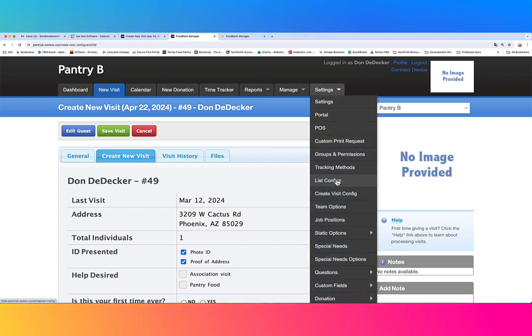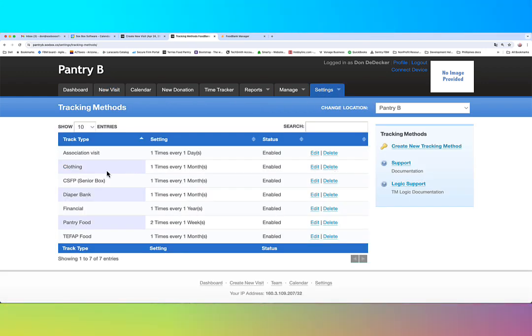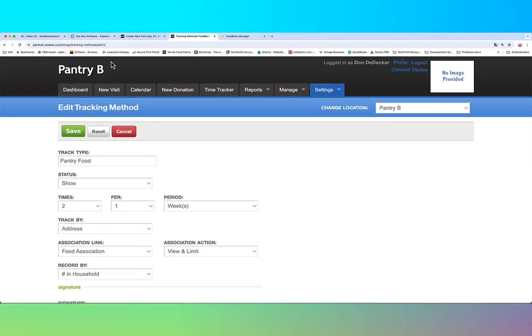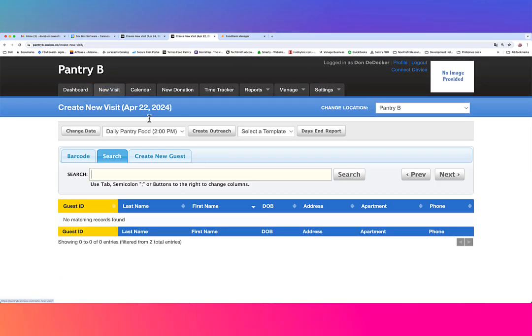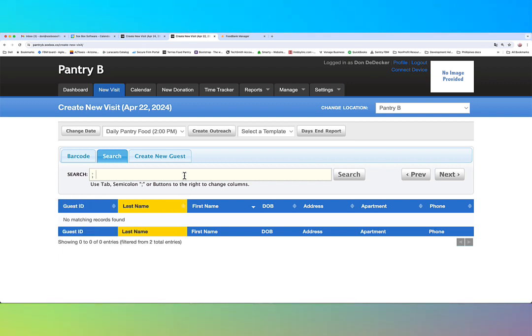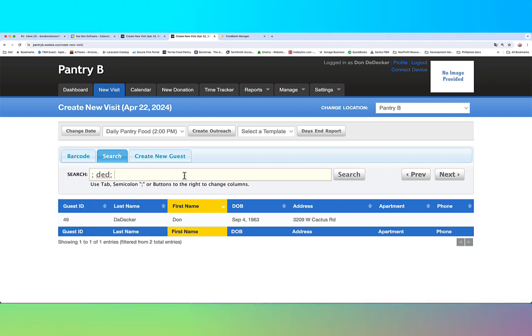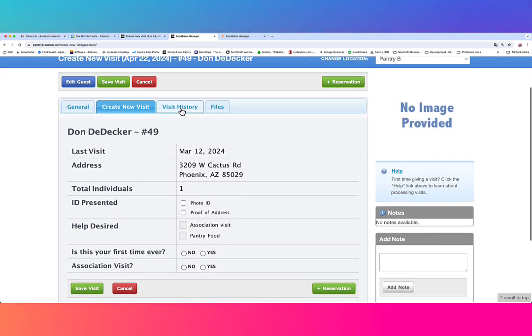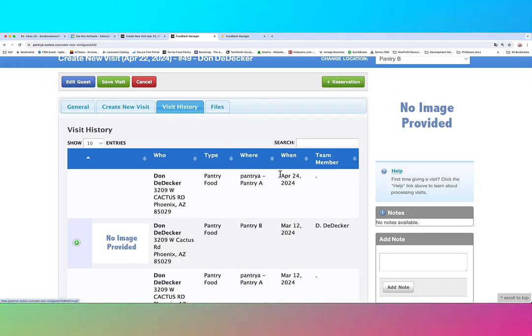So if I go to settings, tracking methods, and I look at my pantry food, I'm going to see right here, I allow 2 times a week. Interesting. So if I allow 2 times a week in Pantry B, when I have Dawn pulled up, it makes it very clear why they're not being limited, because they've only had 1 visit this calendar week. So they had 1 visit on April 24th.